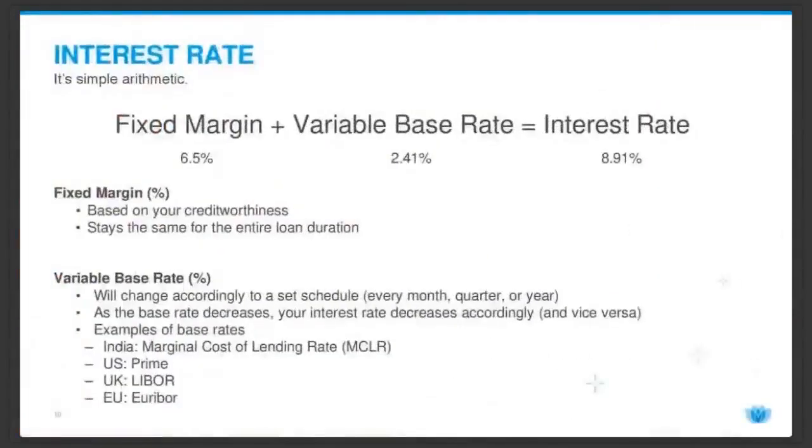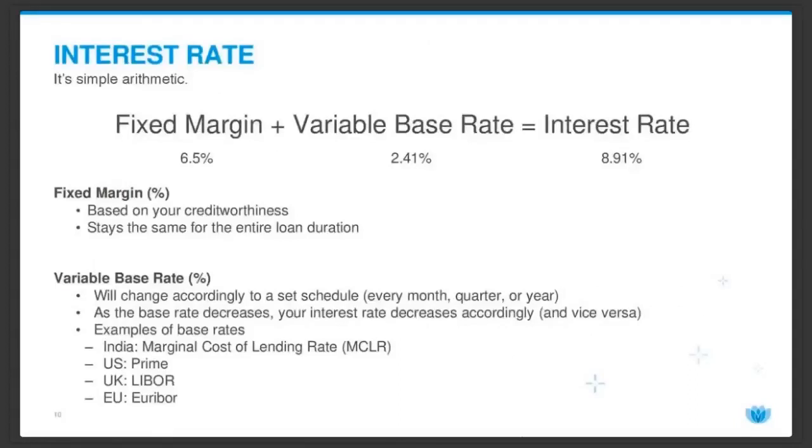Now I'll explain this interest rate concept with a quick example here. It's a simple arithmetic example. Your interest rate for different lenders will comprise a fixed margin plus a variable base rate, and combining both you will get your interest rate.